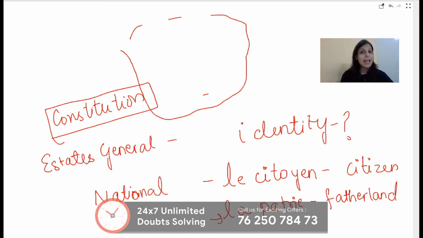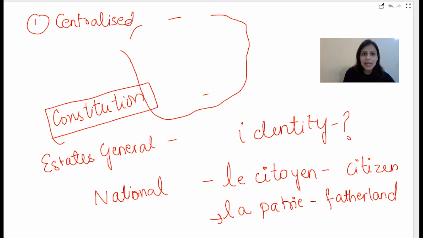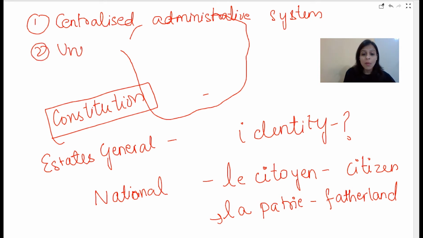But trust me, in France, to bring the people together, that we need to serve each other, we need to stand by each other, it's very important to have a centralized administrative system, by which I mean there needs to be uniformity in weights and measures.